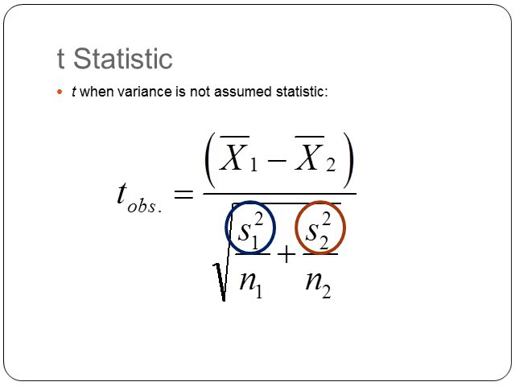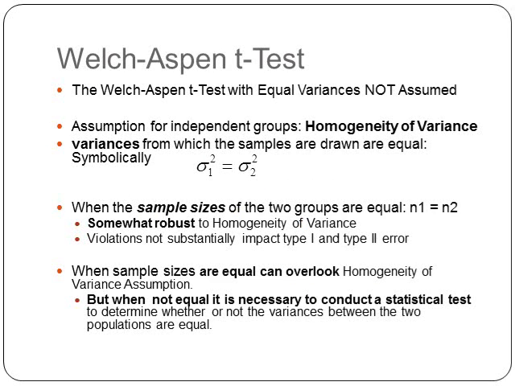When the variances are not assumed equal, we can't just pool the two variances, or I should say we should not pool them. There's another independent test we can use. We use the Welch-Aspin test when we assume that homogeneity of variance has been violated. That is, the variance of group 1 is different from the variance of group 2 in the population. We typically say that when sample sizes of the two groups are equal, we're somewhat robust. Violations do not substantially impact type 1 and type 2 error. There may be some literature on that, and we will talk more about that when you get into analysis of variance.